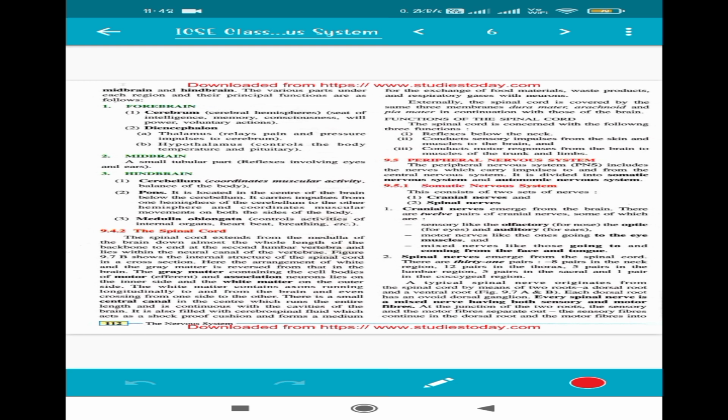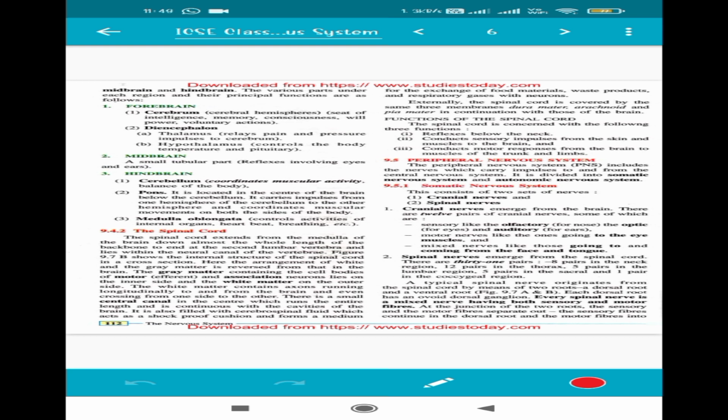Just like the brain has three meninges, similarly, the spinal cord is also covered by three membranes: dura mater, arachnoid and pia mater. Same. Everything is the same except the position of the white and the grey matter. So we are done studying the central nervous system. The central nervous system consisted of the brain and the spinal cord.